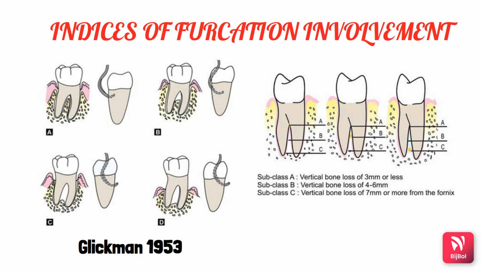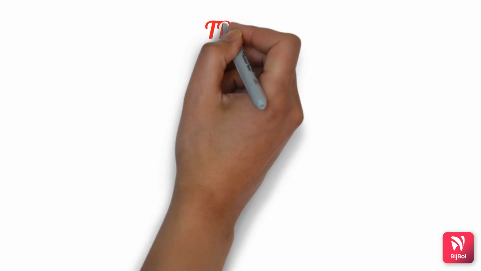In subclass A, the distance from the roof of the furcation is 3 mm or less. That is, the vertical bone loss from the roof of the furcation is less than or equal to 3 mm, whereas in B the vertical bone loss is 4 to 6 mm, whereas in C the vertical bone loss of 7 mm or greater is seen from the roof of the furcation or the furcation fornix.